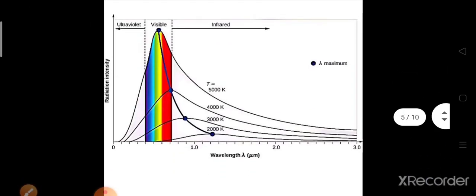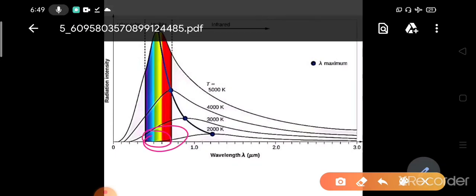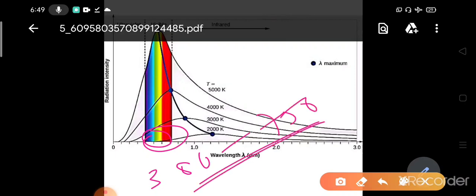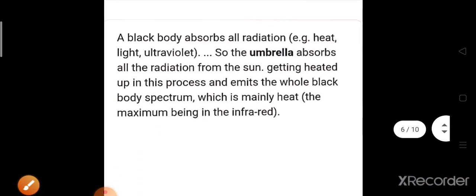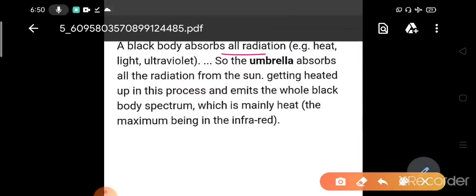Now we shall understand the physics of a black body. We all know that a black body can absorb radiation of the entire solar spectrum. It is not limited to the visible only. Visible light is only from 380 to 750 nanometers, and it can absorb more than this. It can absorb UV light also, infrared also, I mean the entire solar spectrum. So the moral of my talk is, a black body absorbs all radiation: ultraviolet, and visible light. So the umbrella absorbs all the radiation from the sun.